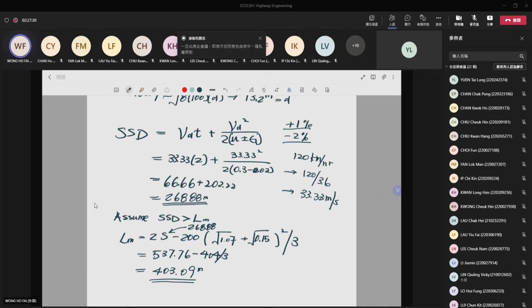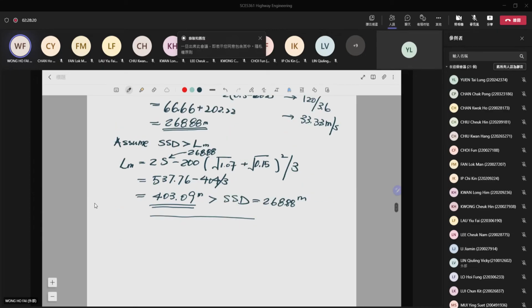And then you can see that this one is larger than SSD. So do you think this one can satisfy our assumption? We assumed that SSD is larger than LM, right? But finally, we find that LM is larger than SSD. So what does that mean? Our assumption is not correct. Do you agree? Because you want to find the length of the vertical curve so that it can provide enough sight distance. That means the first criterion cannot be met. So we should use equation 2, right?